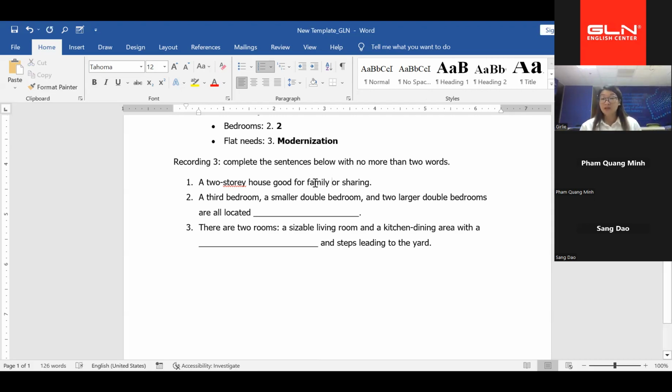Number 2, a 3rd bedroom, a smaller double bedroom, and 2 larger double bedrooms are all located where? Number 2, where can we find the third bedroom? Two small bedrooms and 2 larger double beds. Anyone? Number 2? No one?